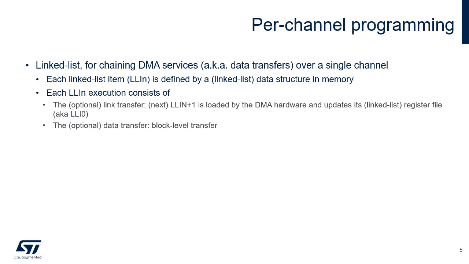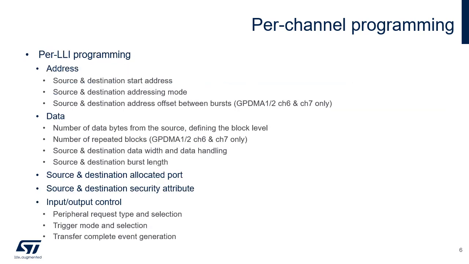next LLI n+1. The programmable number of data bytes to be transferred from the source for a given LLI defines the block size. For each LLI, the user has to program the source and destination address as well as addressing modes and address offsets between bursts in 2D mode, and the information related to the data transfer: block size, source and destination data width and data handling.